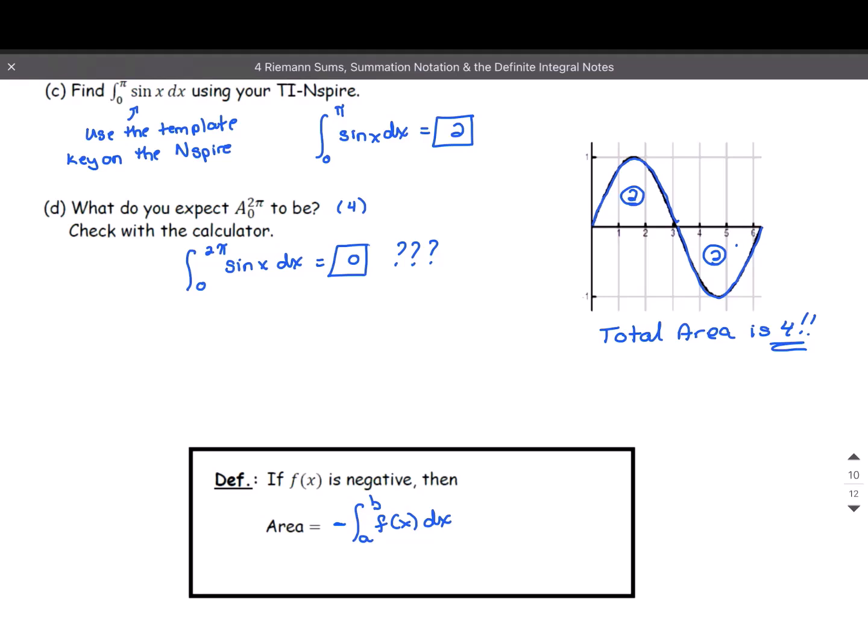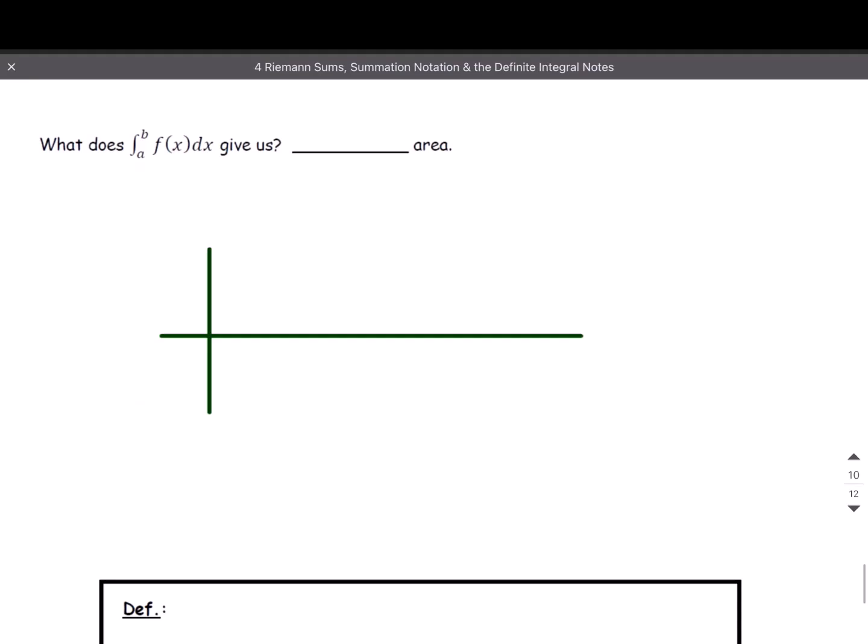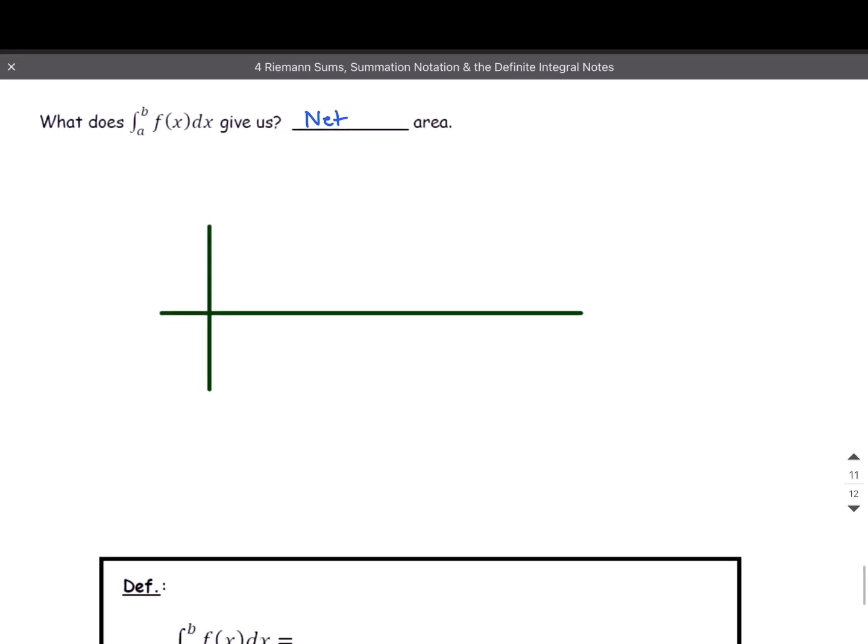Kind of weird. So for instance, another way to say that is that the definite integral from a to b gives us net area, okay? It gives us net area. For instance, if we have a graph that looks like this, and this is on the region from A to B, let's say it intersects here at C and intersects here at D.